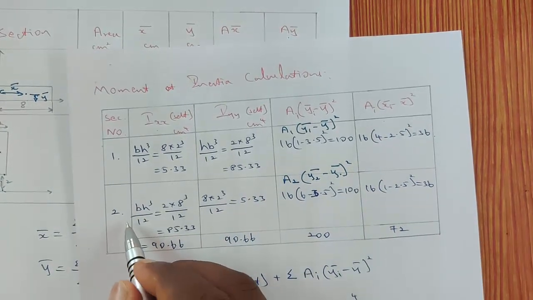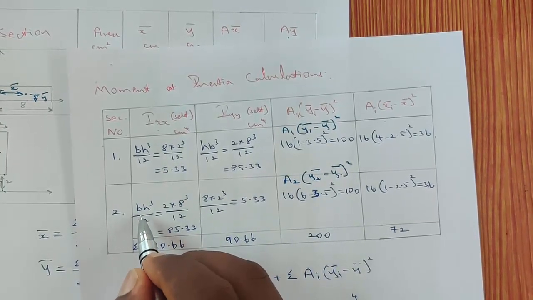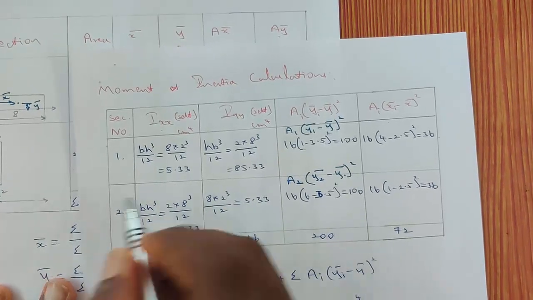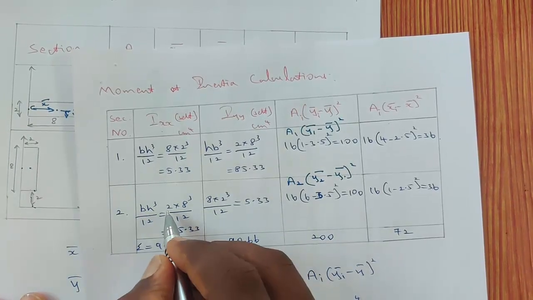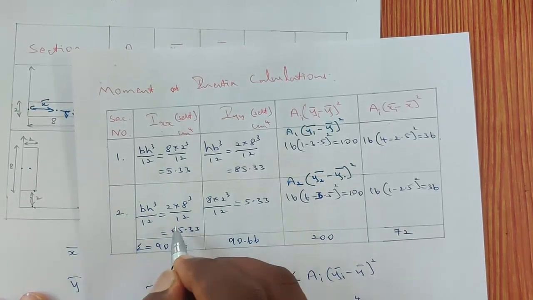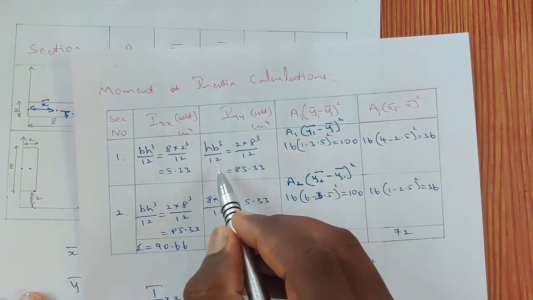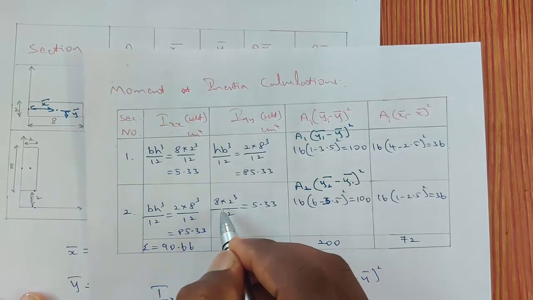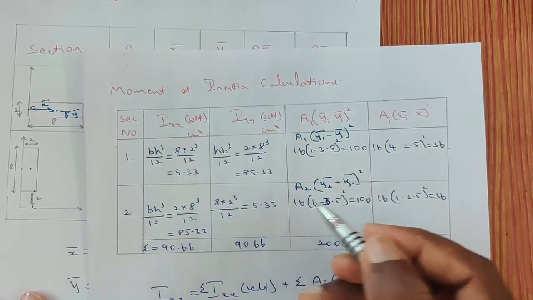Then section 2 is also the same kind of rectangle. So the formula will be BH cube divided by 12 for calculating Ixx. Here the B value is 2 and the H value is 8 for section 2. So it is 2 into 8 cube divided by 12. Similarly for Iyy, the equation will be HB cube divided by 12. Here H is 8 and B is 2, so it is 8 into 2 cube divided by 12. That is equal to 5.33.